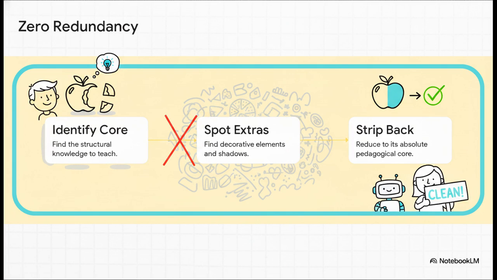So the crucial point is applying what we call the zero redundancy protocol. Step 1. Identify the core structural knowledge you actually want to teach. In our apple example, just the apples representing the fractions. Step 2. Spot all the decorative elements, the shadows, the little stylistic flourishes. Step 3. Ruthlessly strip the visual back to its absolute pedagogical core. Prioritize zero redundancy rules to strip away literally all non-essential visual distractions. Creating perfectly clean, high-contrast, zero redundancy visuals, that is the ultimate secret to effective communication.